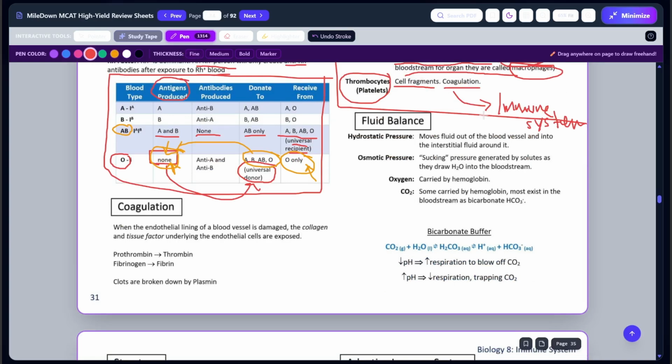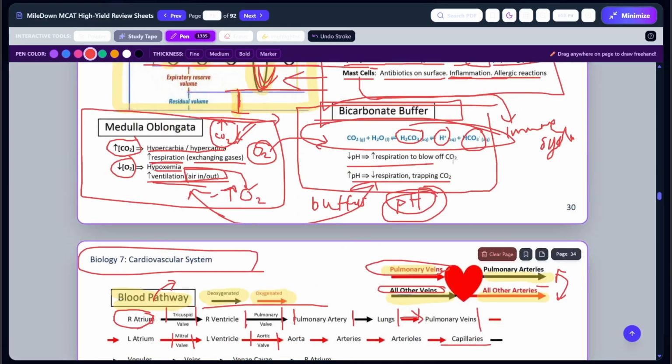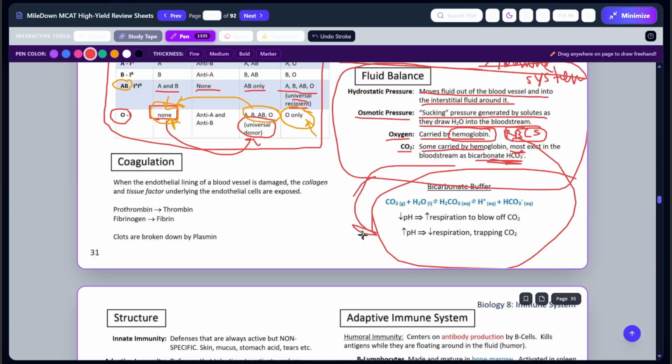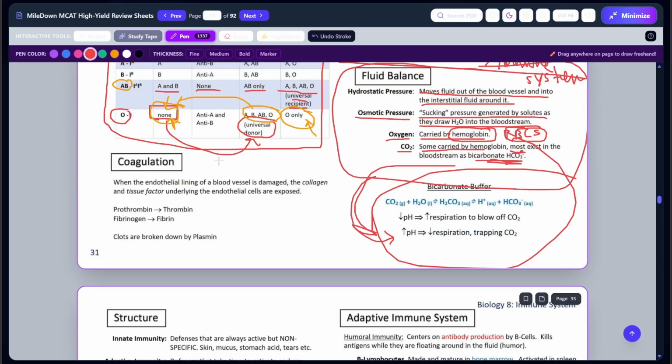And then for fluid balance in your body, hydrostatic pressure moves fluid out of the blood vessel into the interstitial fluid around it. Osmotic pressure is the sucking pressure generated by solutes as they draw H2O into the bloodstream. Oxygen is carried by hemoglobin, and your red blood cells contain hemoglobin. CO2, some is carried by hemoglobin, but most exists in your bloodstream as bicarbonate, and that's why they go over the bicarbonate once again. I feel like the bicarbonate is so high yield at this point because I've talked about it two times now on both pages.